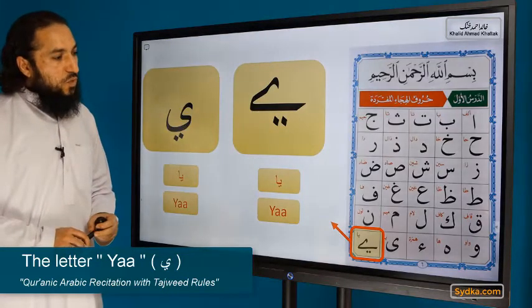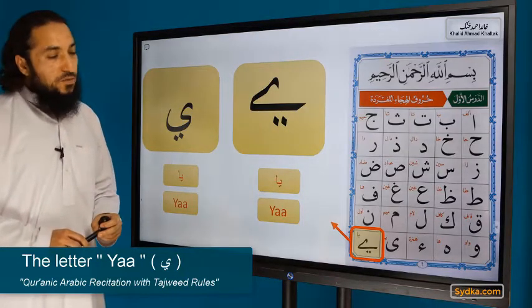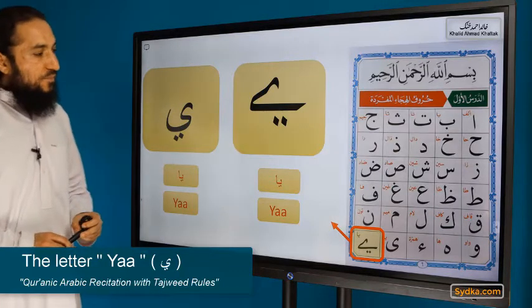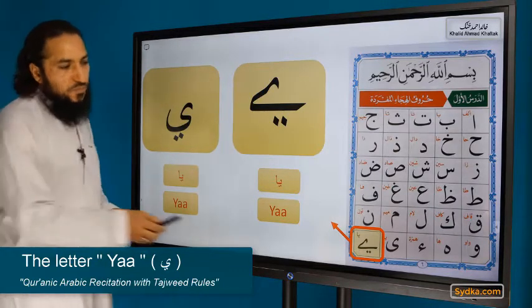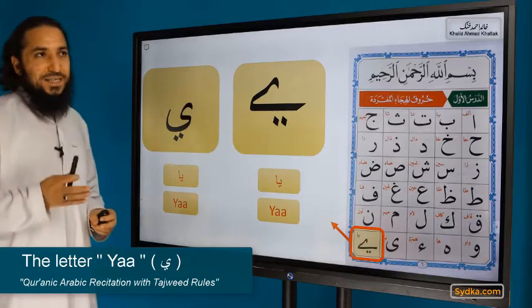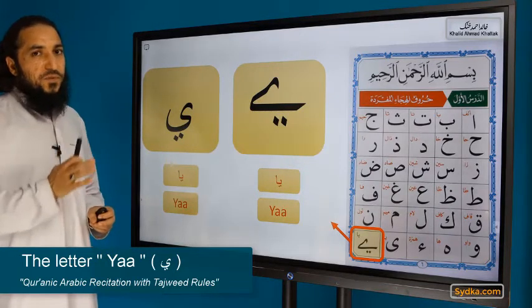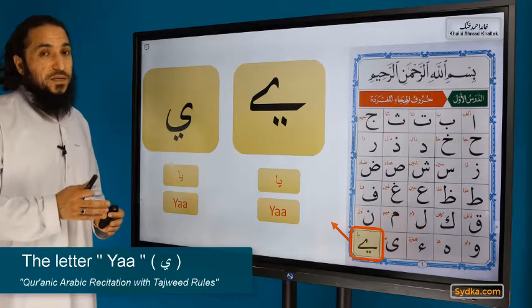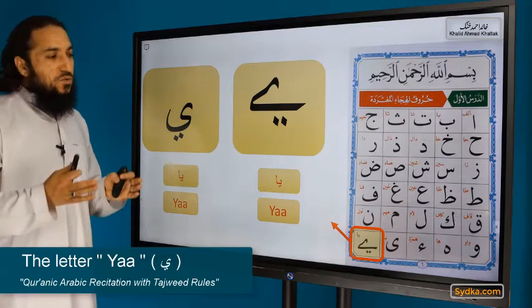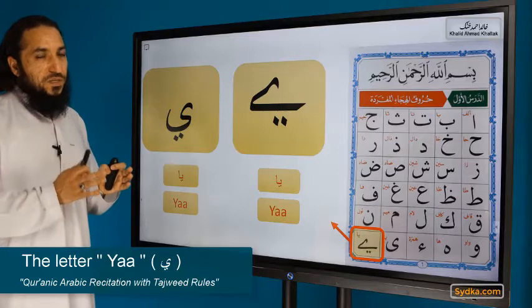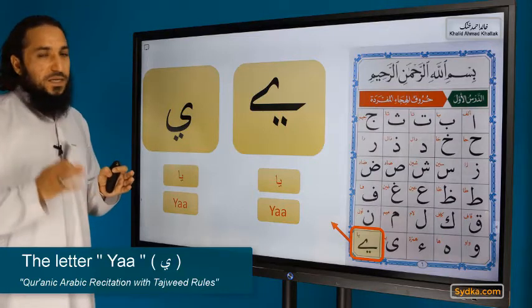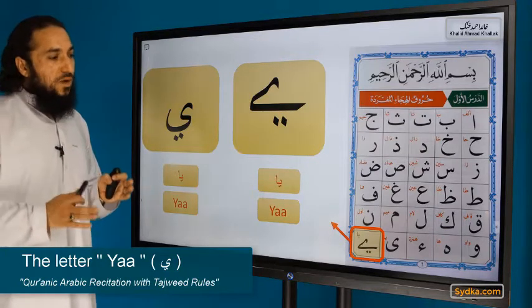In this session we will be studying the final letter of the Arabic alphabet, and that is called Ya. The sound is "ee" and "ii", the second part of "ee". It has another sound as well: it is a consonant, non-vowel, and a vowel.